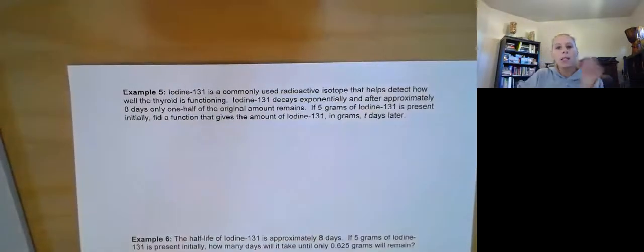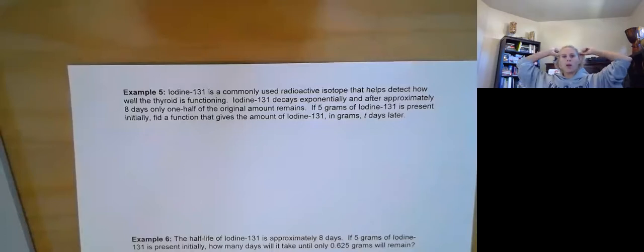All right, let's do some more of this. Iodine 131 is a commonly used radioactive isotope that helps detect how well the thyroid is functioning. Well, this is all medical now. Iodine 131 decays, so remember that means that our K is going to be less than 0. And after approximately 8 days, 1/2 of its original amount remains. If 5 grams of iodine 131 is present initially, find a function that gives the amount.